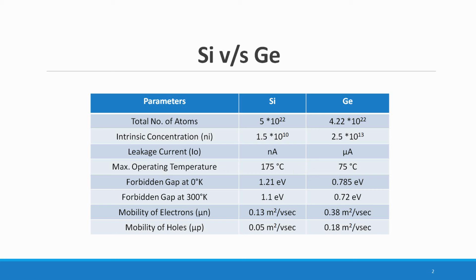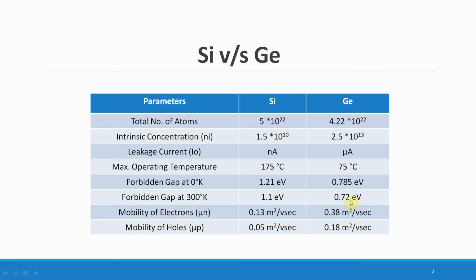Next, the most important point is the forbidden gap. We all know that the forbidden gap is the energy level difference between the conduction band and the valence band. Taking two conditions, 0 degree Kelvin, which is the absolute temperature, and 300 degree Kelvin, which is the room temperature, about 25 degrees Celsius. At 0 degree Kelvin, silicon has 1.21 electron volt of forbidden gap, and at room temperature it's about 1.1 electron volt. Germanium has 0.785 electron volt at absolute temperature, whereas at room temperature it's 0.72 electron volt.